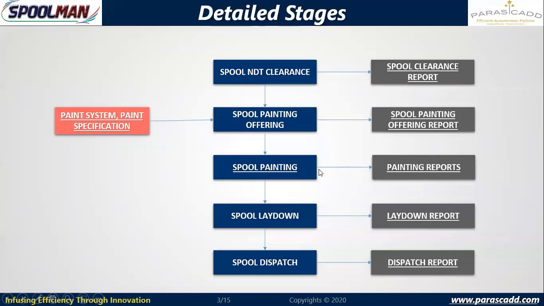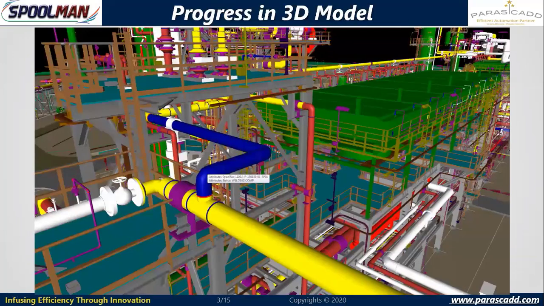And further, after painting, the spools go for lay down, dispatch. So we have all these reports. I have a separate page for representing these reports. I will cover that at the end of the session. Finally, the output you can see, apart from the normal way of outputs, you can see this progress in a graphical way. Now this is a model.